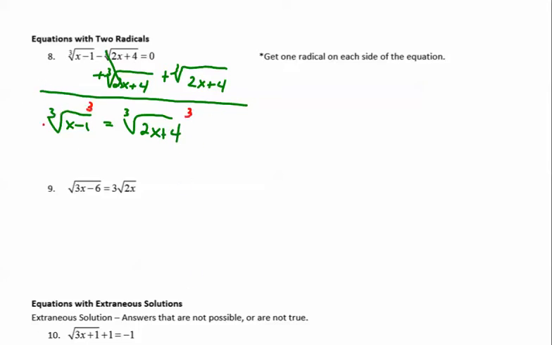Cube cancels out cube root on both sides, so I have x minus 1 equals 2x plus 4. So I want to get x's to the same side, so I'm going to subtract x from both sides, and that will cancel. So I have -1 on the left. 2x minus 1x is x plus 4. And now to get the x by itself, I subtract the 4.